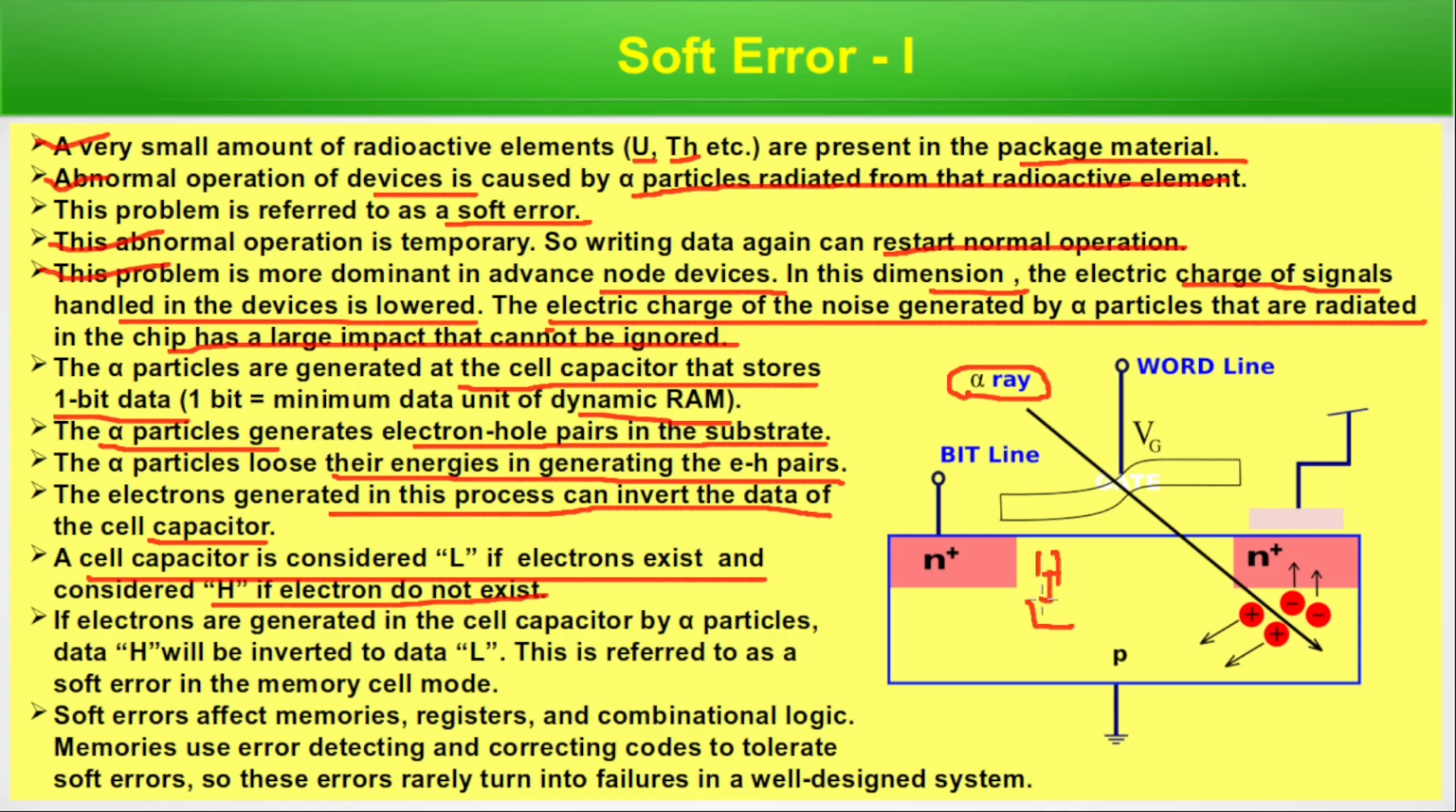So the state is changed. If electrons are generated in the cell capacitor by alpha particles, data H will be inverted to data L. This is referred to as soft error in the memory cell mode. Soft errors affect memories, registers and combinational logic also. Memories use error detecting and correcting codes to tolerate soft errors. So these errors rarely turn into failures in a well-designed system. Since we know this error might happen, there are detecting and correcting codes used for memories so that it doesn't lead to failure.